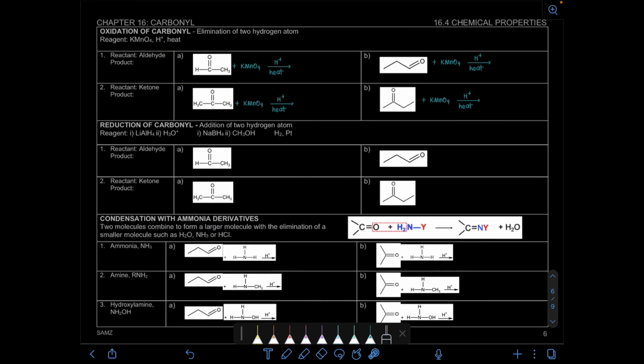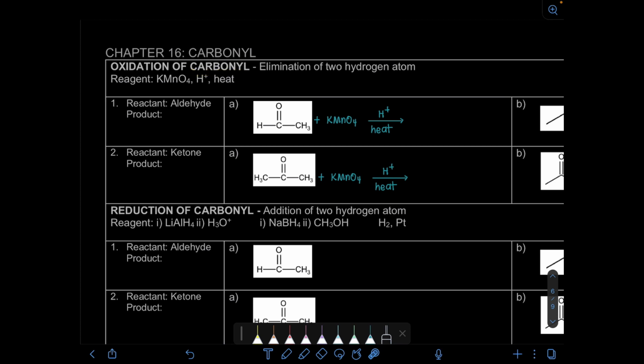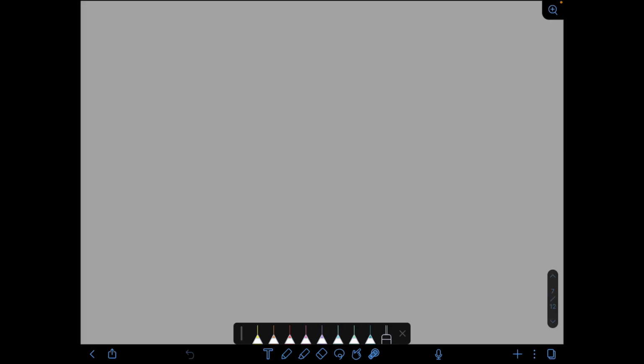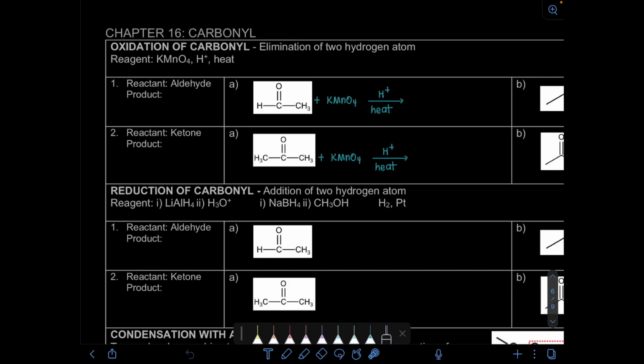So let's look on your notes on page 6. Okay, so this is the oxidation of carbonyl. This time around, it's actually carbonyl. Previously, we have met oxidation, tapi kita belajar pasal oxidation of hydroxy, ataupun in hydroxy where we're going to remove 2 hydrogen atom of our alcohol. Tapi kalau untuk oxidation of carbonyl, sebenarnya kita tak kena eliminate 2 hydrogen atom.